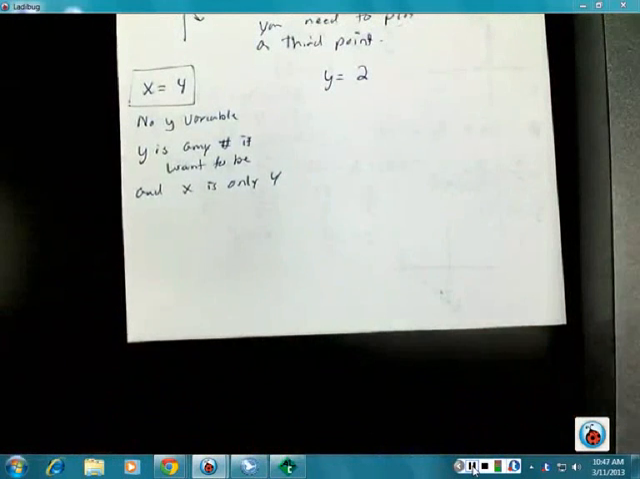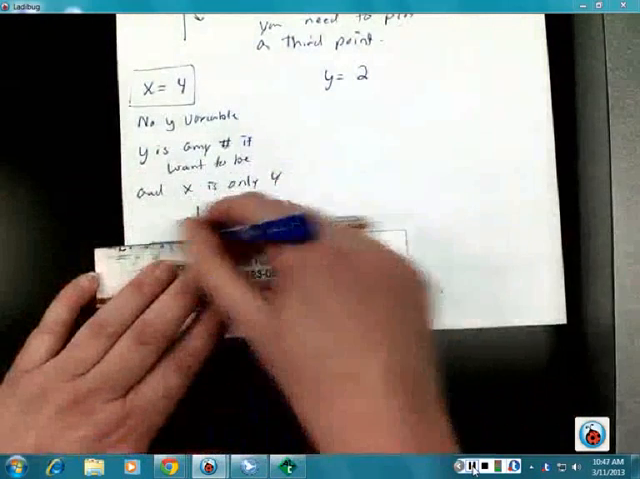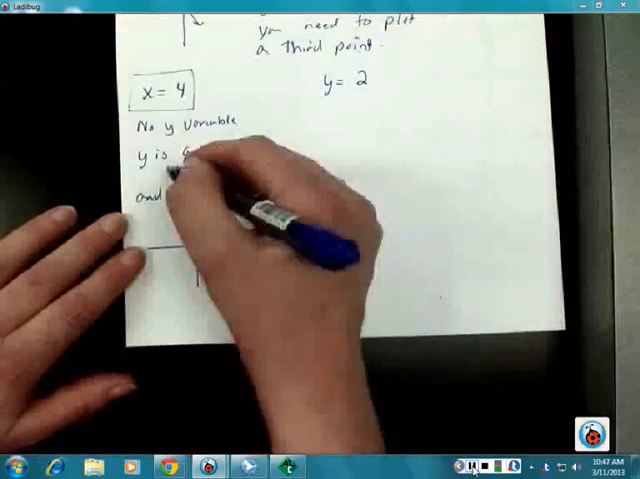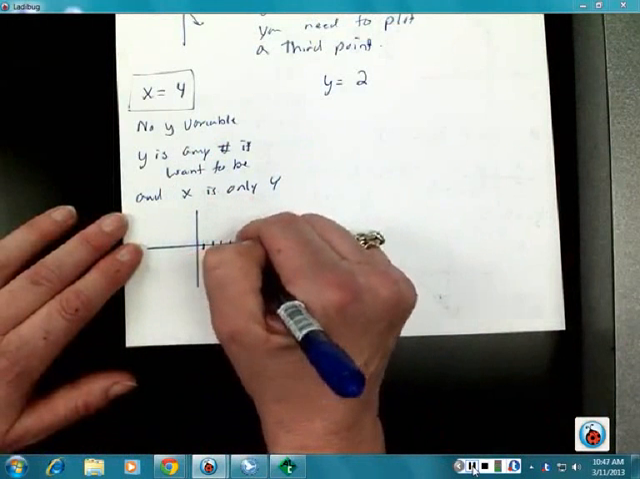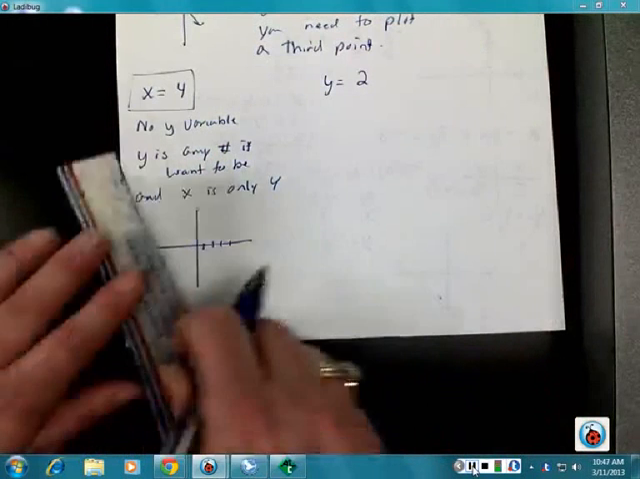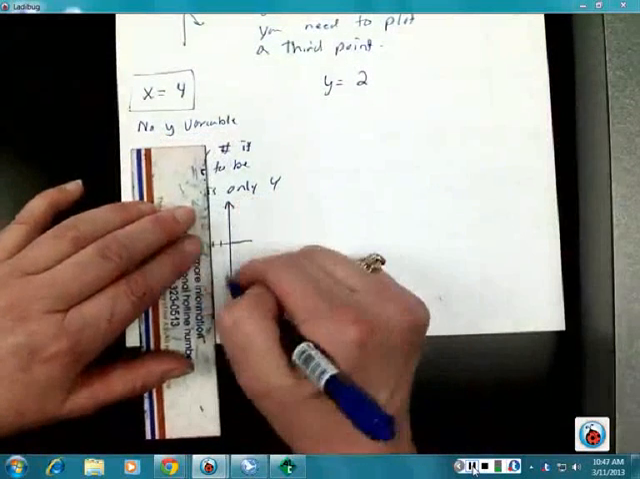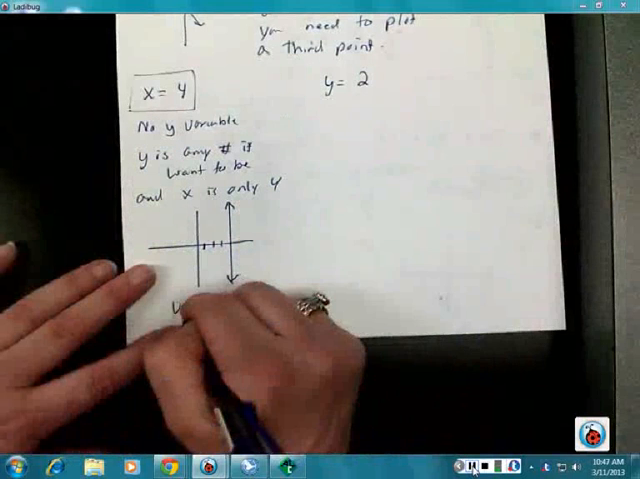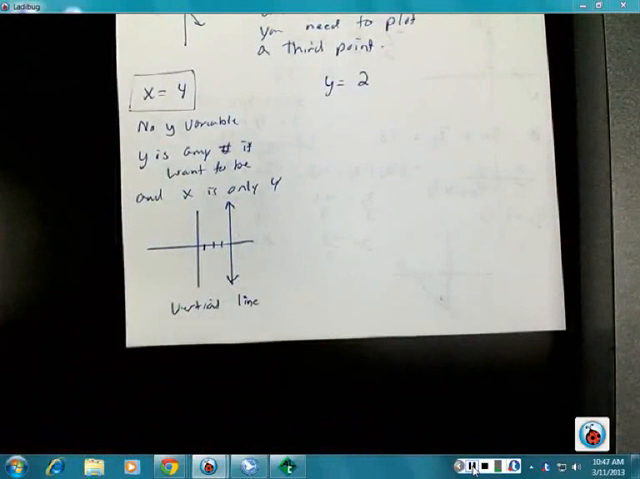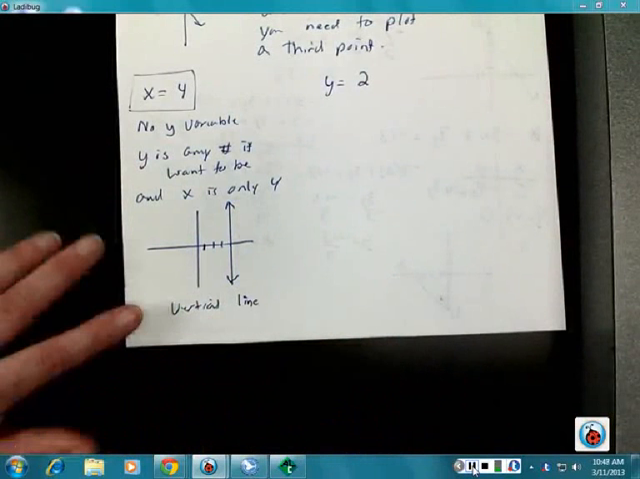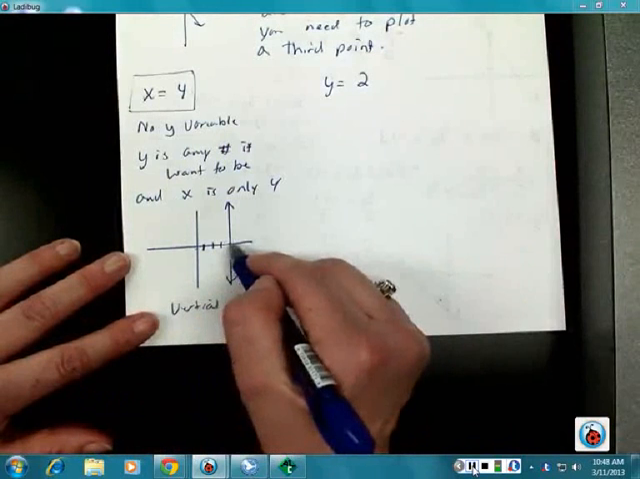So what does that mean? If I were to graph this thing, what would it end up looking like? Well, it's a straight line going out here at 4, but it's a vertical line going straight up and down. And what leads you to going straight up and down is where x crosses at 4.